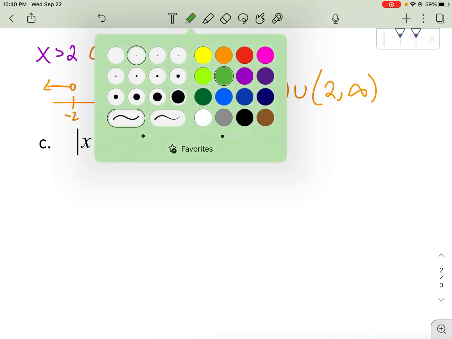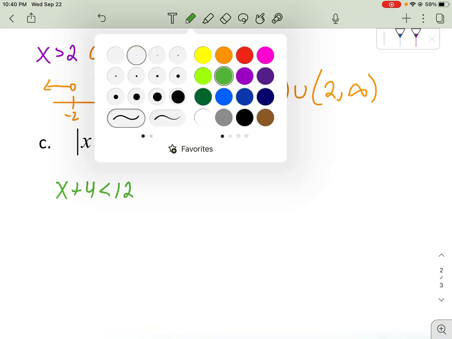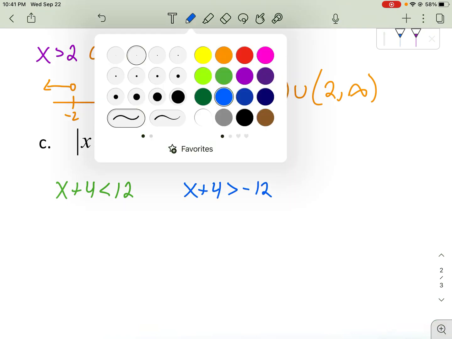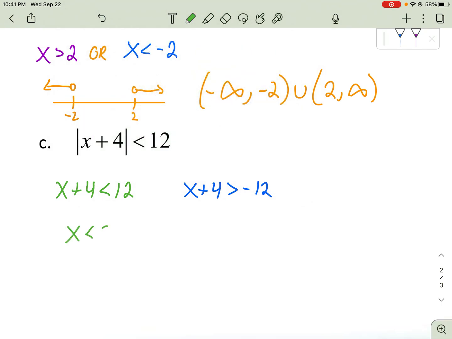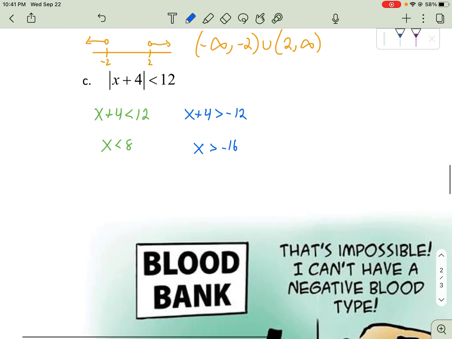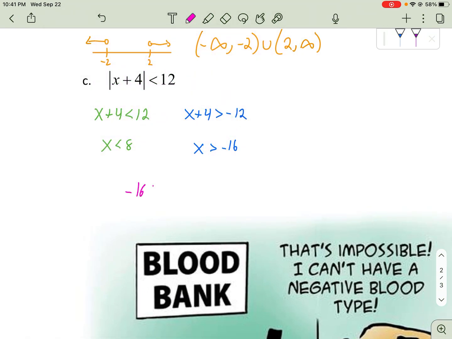Next problem. Same thing. Just take what's inside the absolute value and let it be less than 12. But then we have to do a second case where x plus 4 is greater than negative 12. Subtract 4 from both sides to get x is less than 8. Subtract 4 from both sides, x is greater than negative 16. Can you be greater than negative 16 and less than 8 at the same time? Yes, you can. So you can say negative 16 is less than x is less than 8.